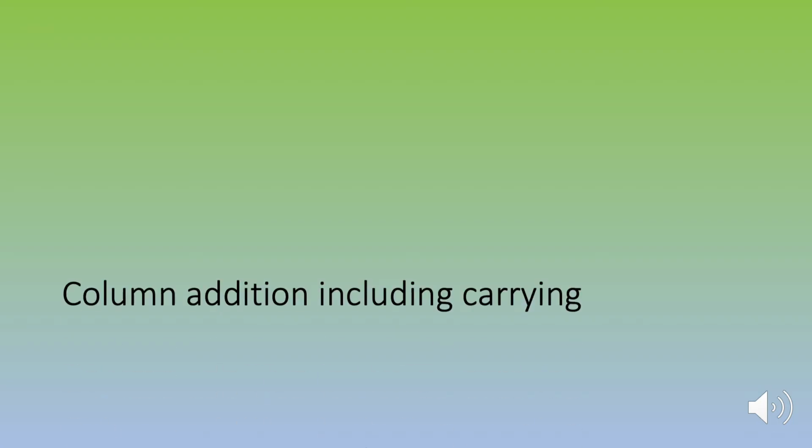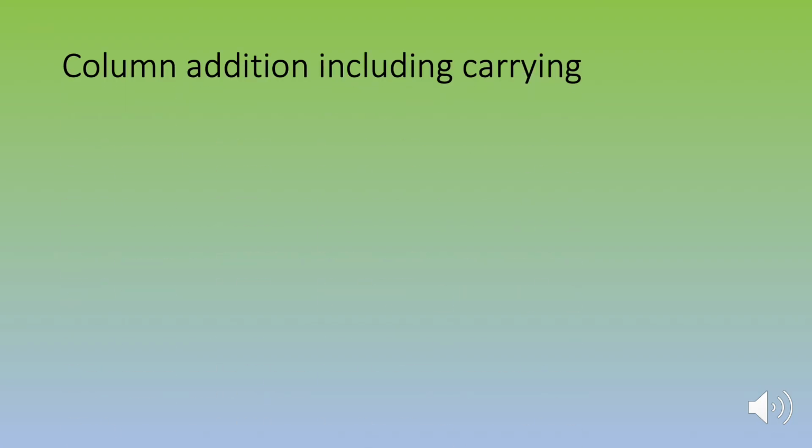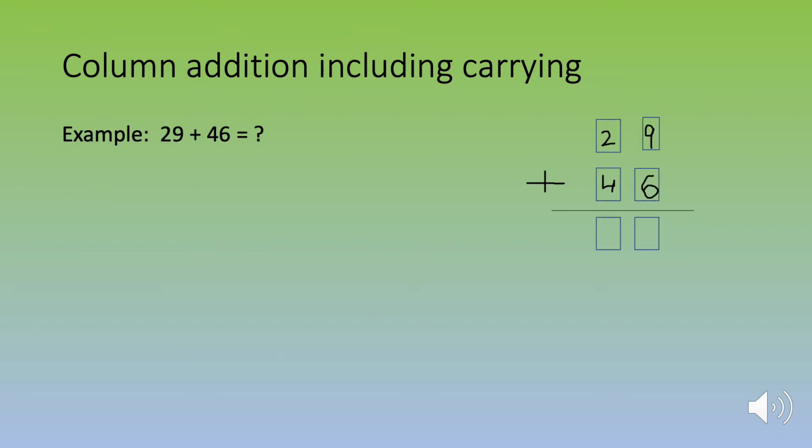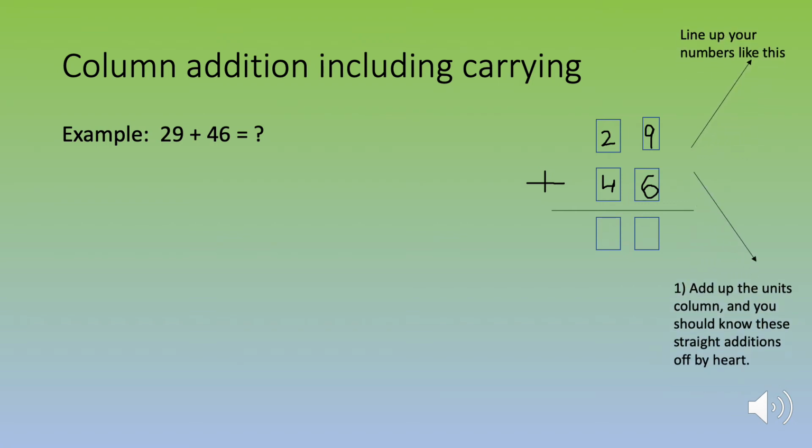Now on to our final method, column addition, and this includes carrying. An example is 29 plus 46 and on the columns it would look like this, 29 and 46. You have to line up your numbers just like this and add the units column and you should know these straight additions off by heart.